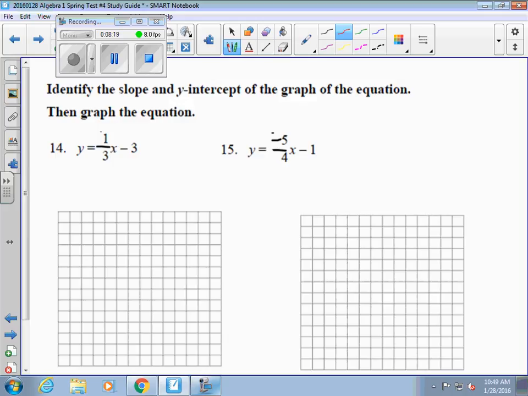Identify the slope and y-intercept of the graph of the equation, then graph it. Y equals mx plus b. Easy. This goes back a lot, so it's a lot quicker for us. Mx plus b. Remember, b tells us where to begin. It tells us to begin at negative 3.